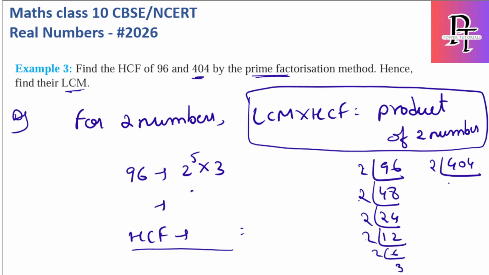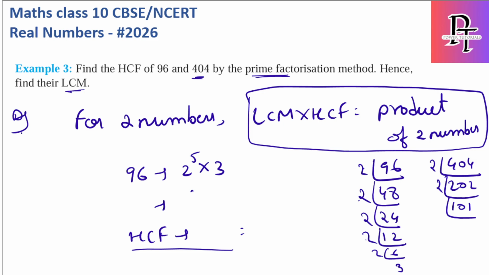404. 2 twos are 4, 202. Again 2 101s are 202, so 101. Let's check. 3 table is not possible. 4 table not possible. 7 7s are 49, 7 14s are 98, not possible. 11 table will not happen. 13 table, let's check. 17, okay, any number is not possible. So 101 is a prime number.